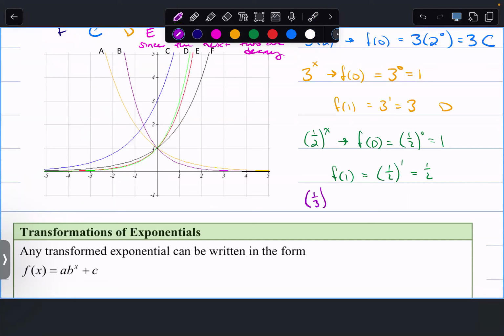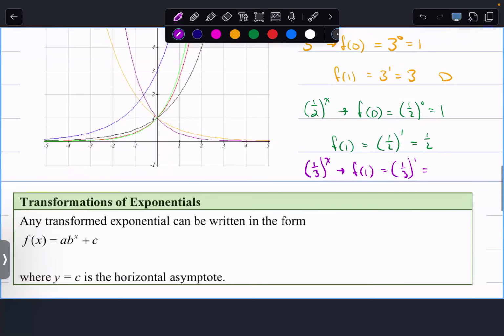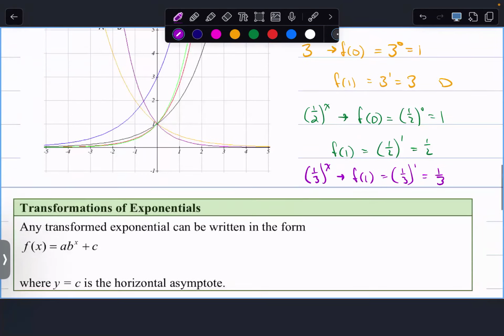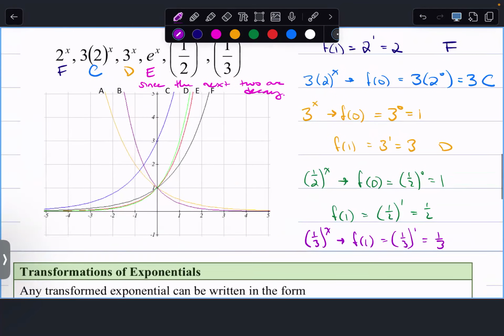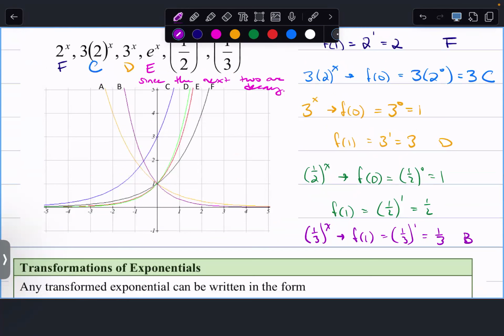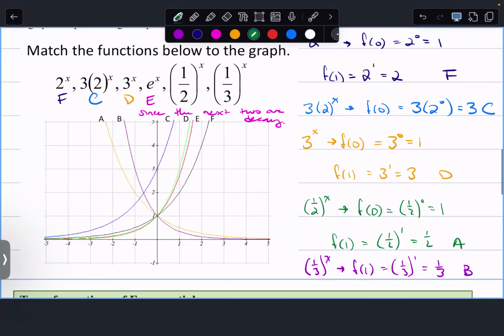For 1/3 to the x, let's do f of 1 to compare the two. 1/3 to the power of 1 is 1/3. And so it must be b, and this one must be a, because it has to be less than 1/2. Nice.